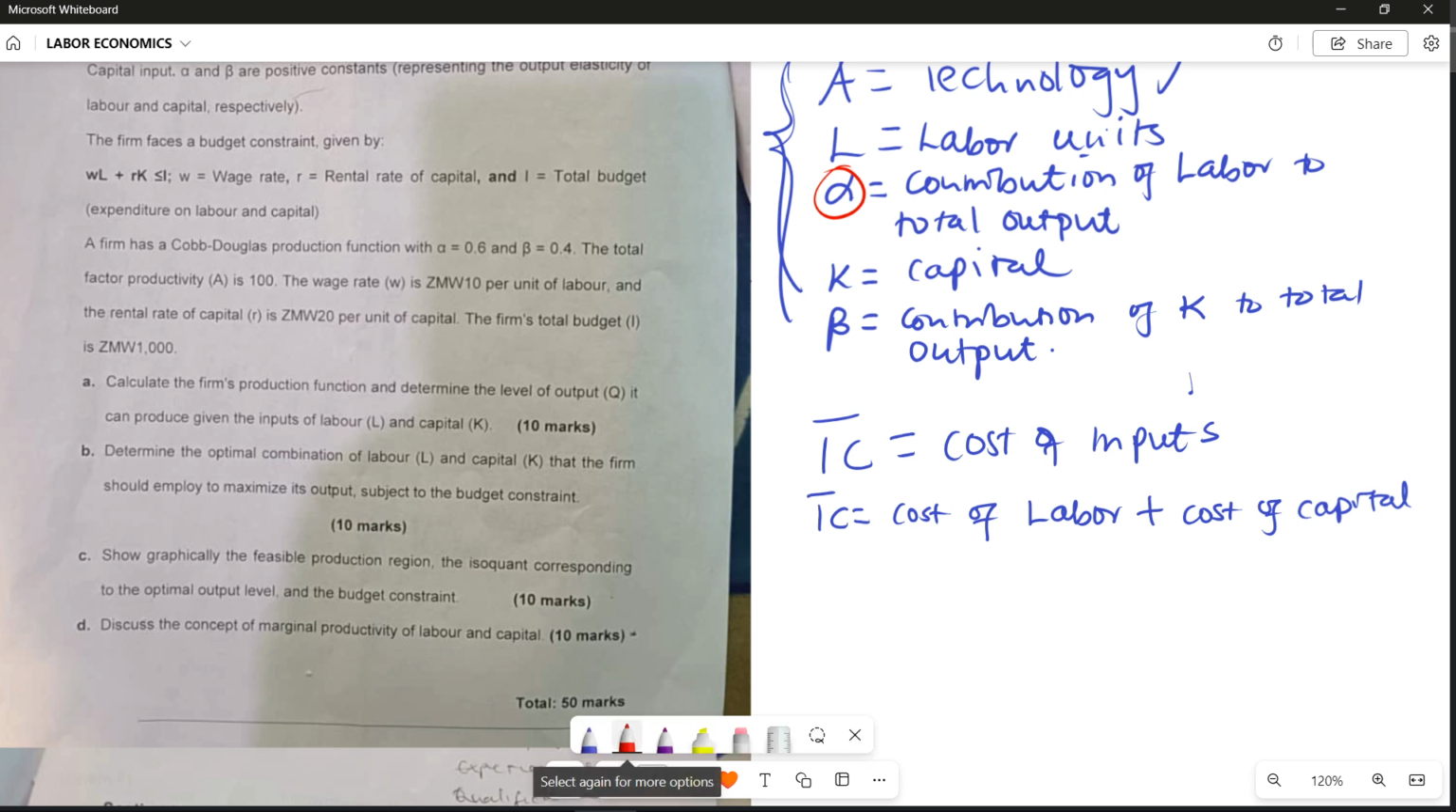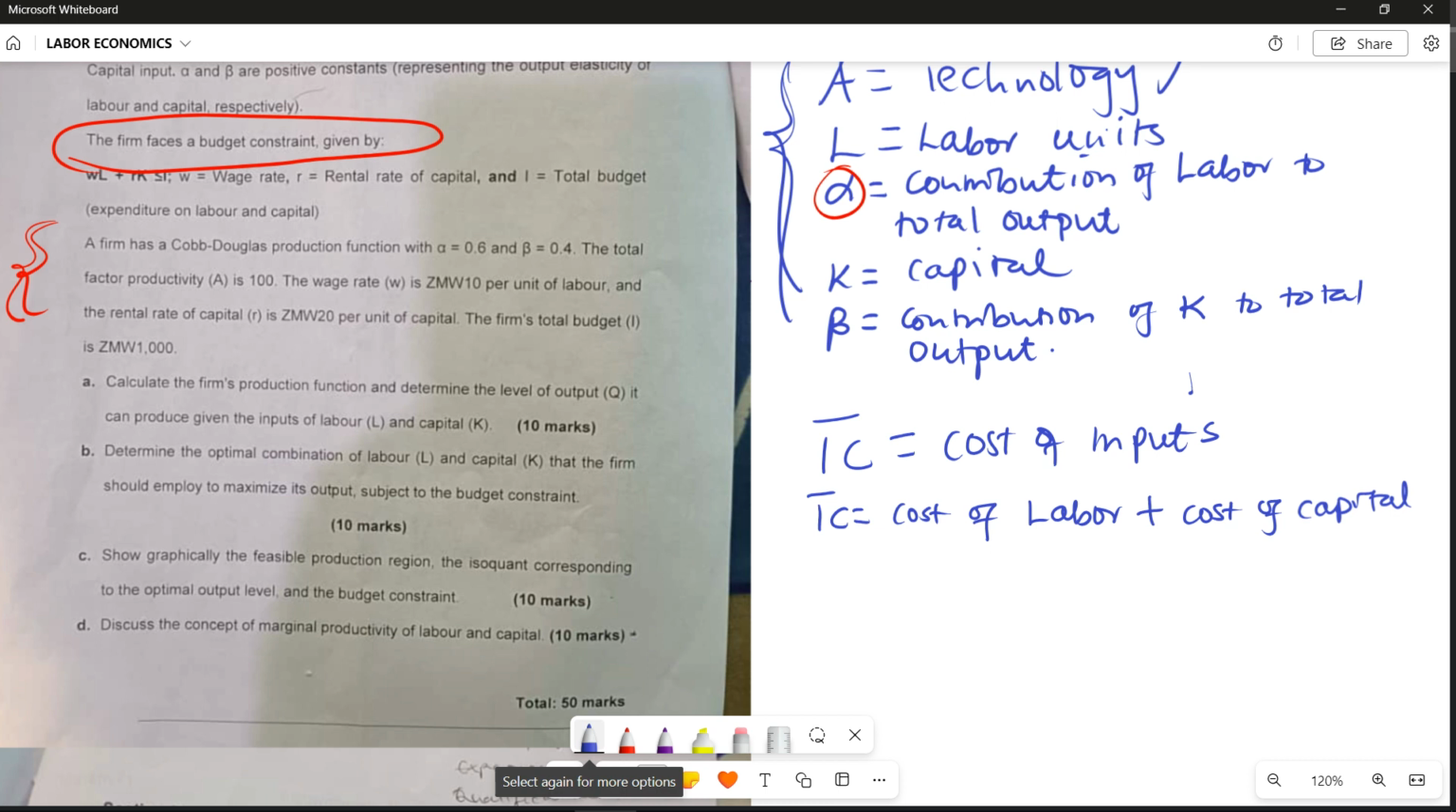Right. Now in this case, let's go back to the question. The question is saying the firm faces the budget constraint. Yeah? So the firm faces a certain budget constraint. And what we know also is that, so let's focus on that portion there, which is saying that a firm has a Cobb-Douglas production function with alpha equal to 0.6. So let's just organize our formula. So remember, we'll come back to the cost. I just want to move in order. So let's go back to the Cobb-Douglas function.